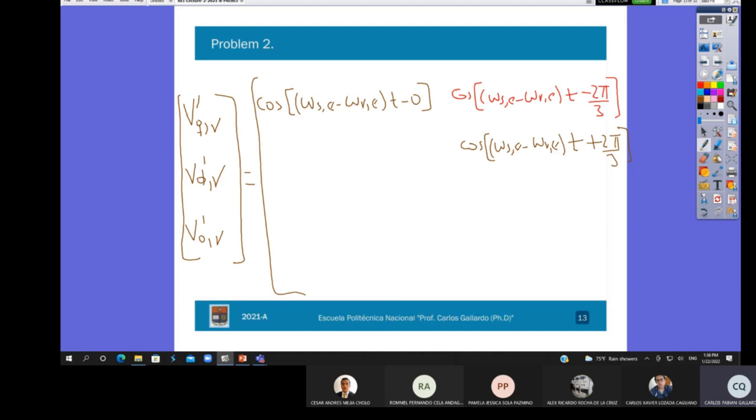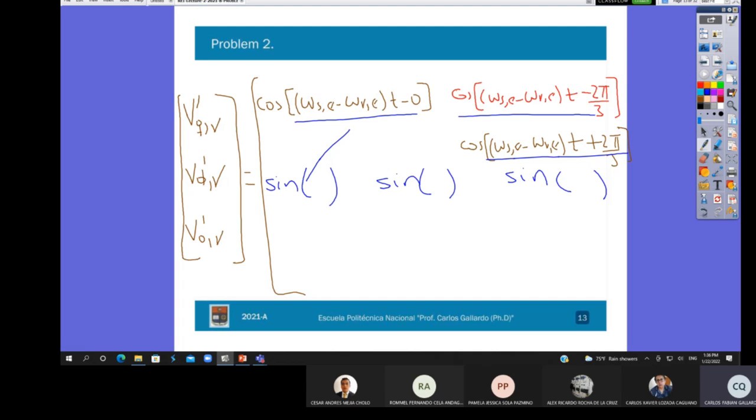What about my second row? I will change to sine, sine, and sine. Sine of this quantity here, sine of this quantity here, and sine of this quantity here. This is the second row. And the last row is 1 over 2, 1 over 2, and 1 over 2. I will close the brackets.